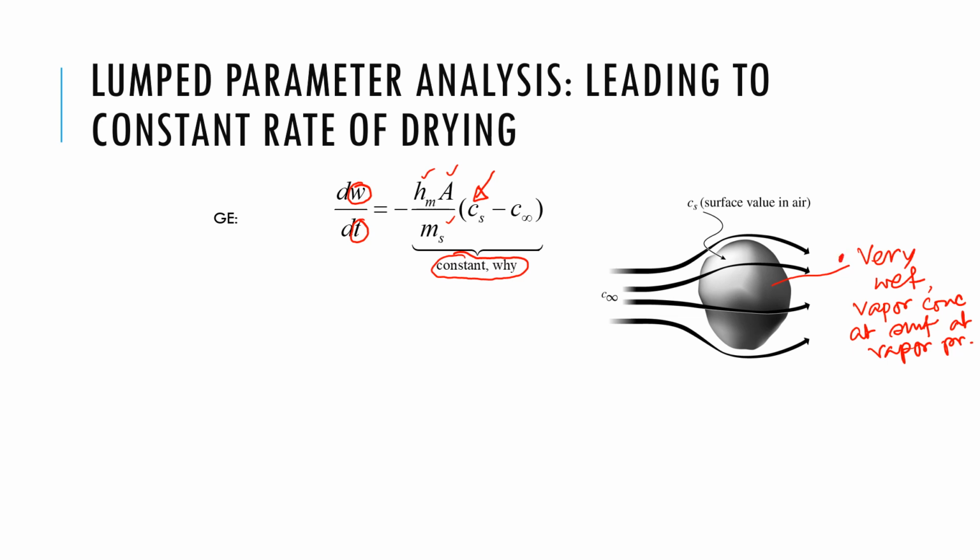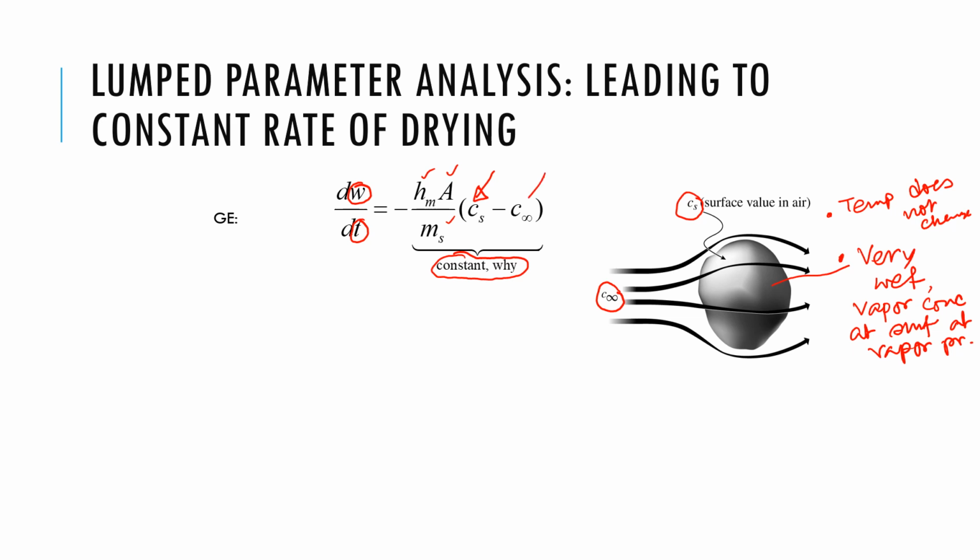So this is one assumption. The other assumption is temperature does not change. So if temperature does not change and it's a very wet surface, then the amount of vapor on the surface is a constant because it's given by vapor pressure. So then Cs is constant, and C infinity is the surrounding humidity, or in this case kilograms of water vapor per meter cube in the air.